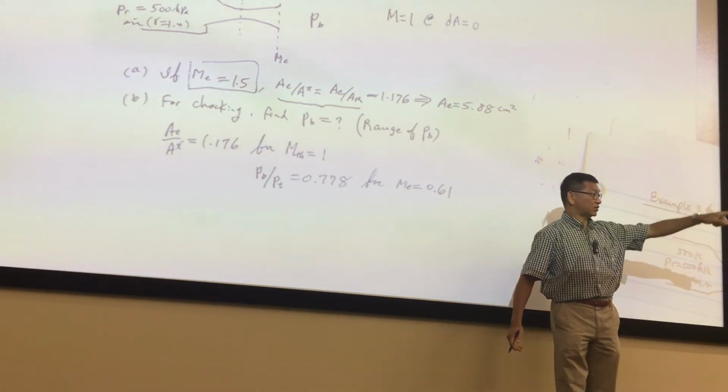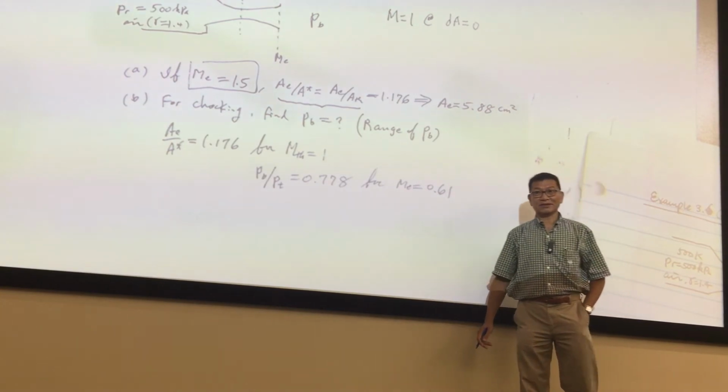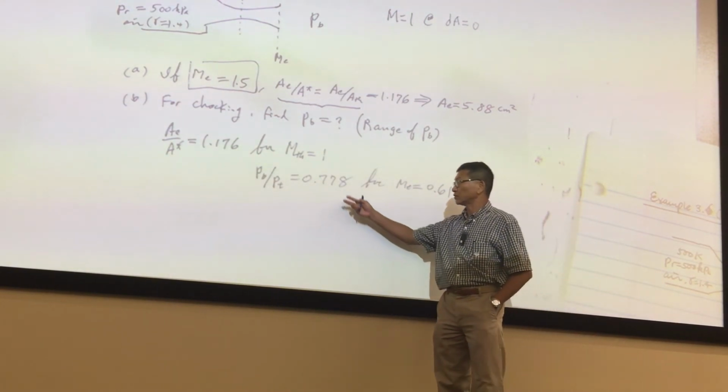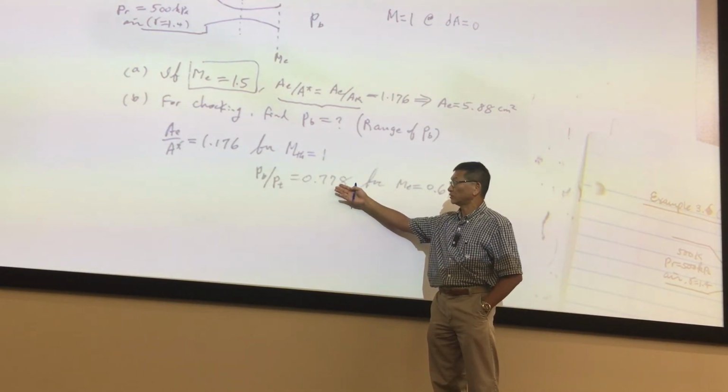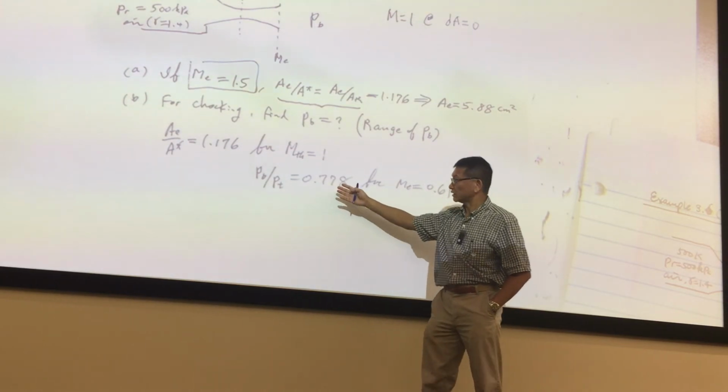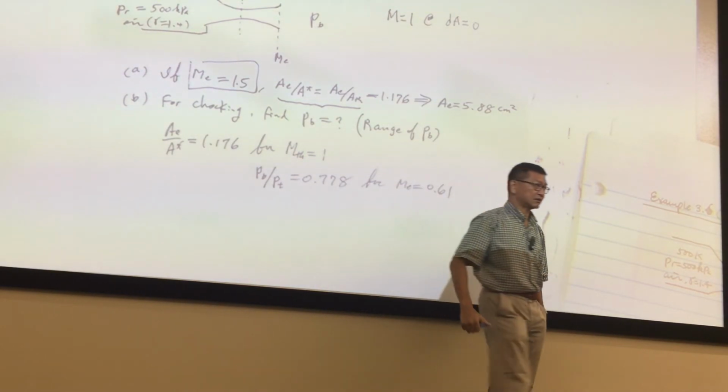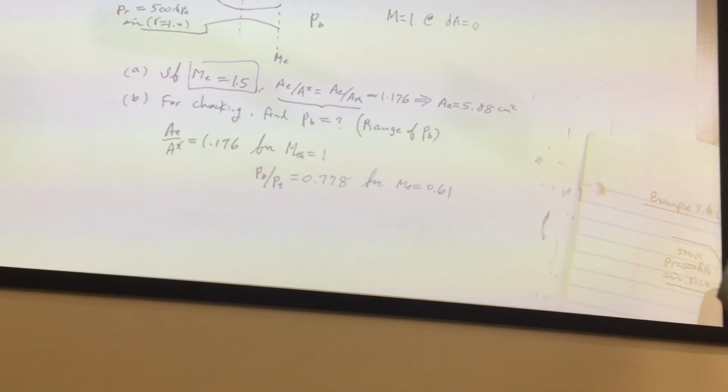So to answer your question, the pressure ratio cannot be 4 to 1, because 4 to 1 is too large, it's greater than 1, right? It definitely has to be less than 1, so it's 0.778. If your nozzle has a pressure that is only 77.8% of your reservoir, you will have a choked nozzle, even though the exit is subsonic. And for that matter, the exit Mach number will be 0.61.